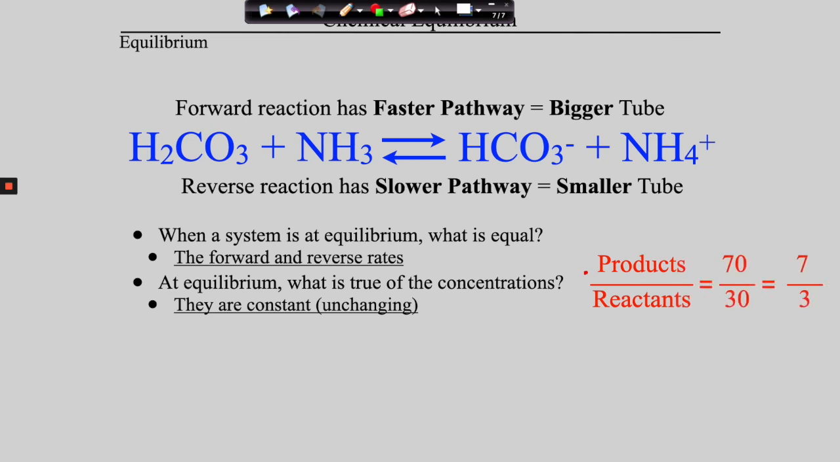Okay, so with that as a quick review, we can remind ourselves that we came to this 70-30, 7-3 ratio, and that is important for us to then move forward and talk about. Now, guys, understand that this 70-30 or 7-3 ratio is a product to reactant ratio. This idea is important. It's always products divided by reactants.